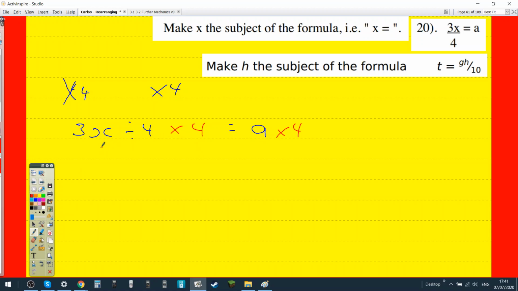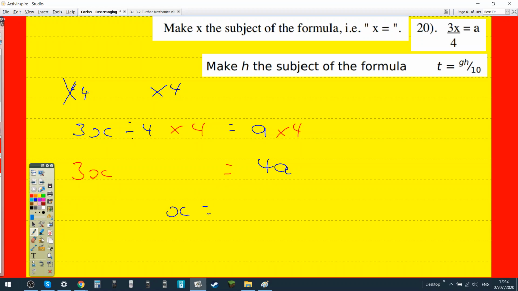So what's going to happen on the left? Okay, so on the left, it would be just 3x. Would it? Just 3x, yeah. And then it'll be 3x equals... is that 9? Yeah. What is A times 4? A times 4 is 4a. Yeah.